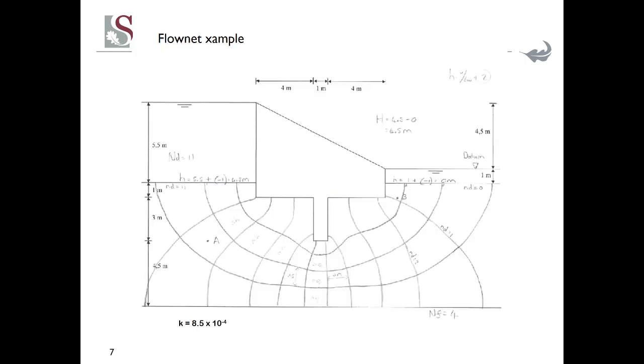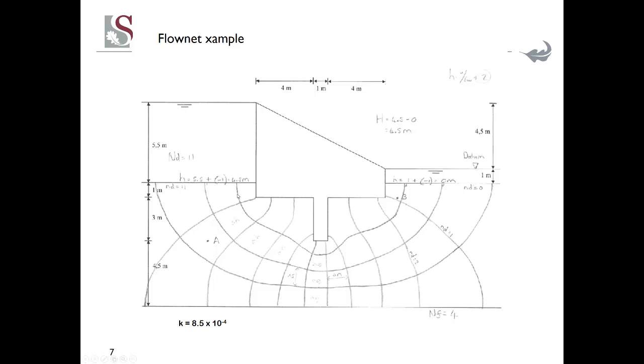So if we take this example, k is given as 8.5 times 10 to the minus 4. In this case, this dam had another section constructed here, which can be concrete, and sometimes it is a so-called grout curtain, as was done in the Katse Dam case, to inhibit the flow of water underneath the structure. When you draw flow nets, it's always a good idea to draw them in pencil, because you're probably going to need to rub it out here and there.